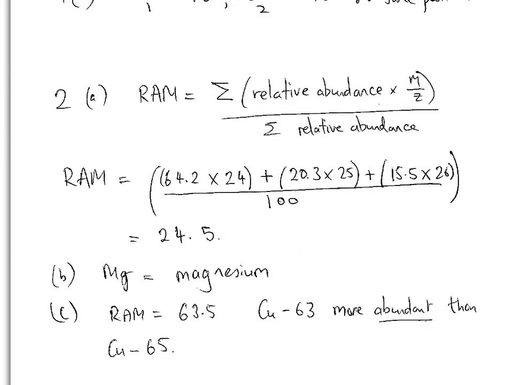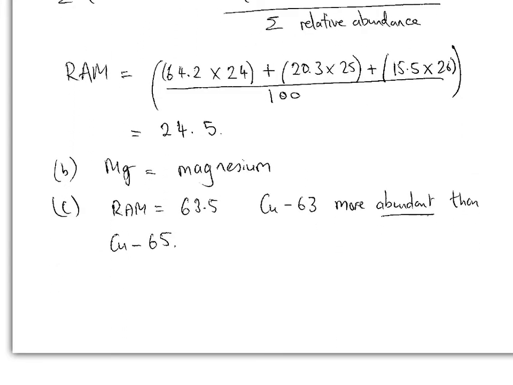And you are asked to suggest which element that is. So that's magnesium because its mass is closer to that value of 24.5. And in part C, you're asked to consider why the relative atomic mass is less than 64 for copper. Well, it's because the Cu63 isotope is more abundant, so if it's more abundant, the average is going to be closer to 63 than 65. Key term that, use that term abundant.